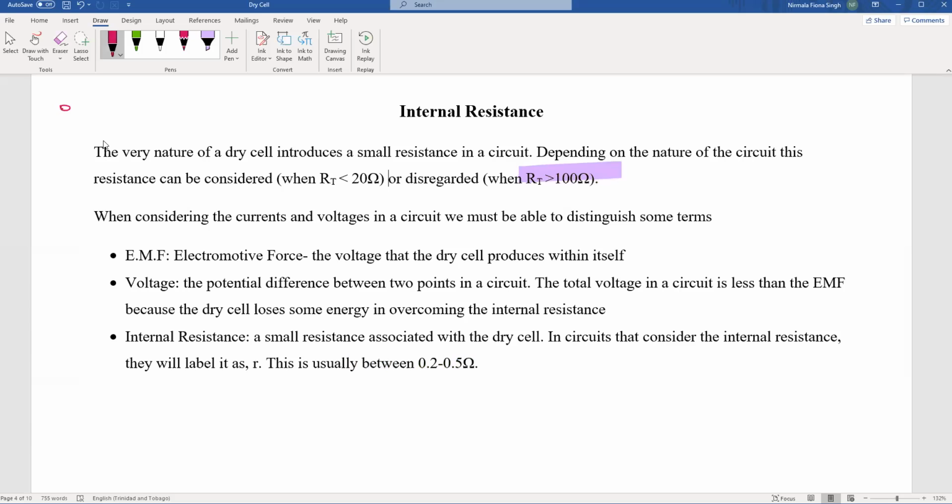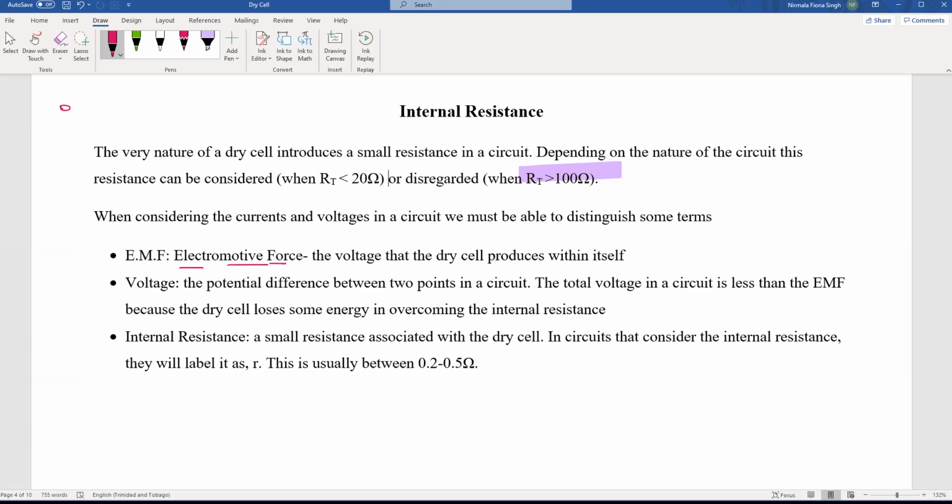So let's read through. When considering currents and voltages in a circuit, we must be able to distinguish some terms. So let's look at the terms we have to look at. We have EMF, which stands for electromotive force. This is the voltage that the dry cell produces itself.